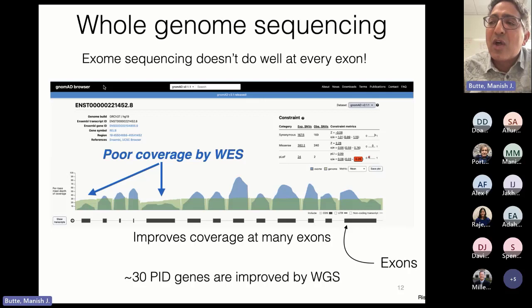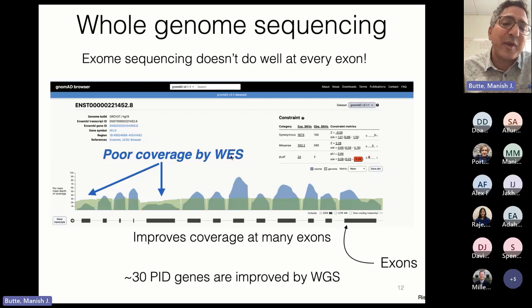This has all the known variants in 200,000 people who've been sequenced, and it gives you a very good chance of understanding which variants are common and which variants are rare from this database. Very easy to use, graphical interface. Just type in the name of a gene, and boom, a lot of stuff starts popping up. This is an example of a CVID phenotype gene called RelB, and this gene has poor coverage by exome sequencing.